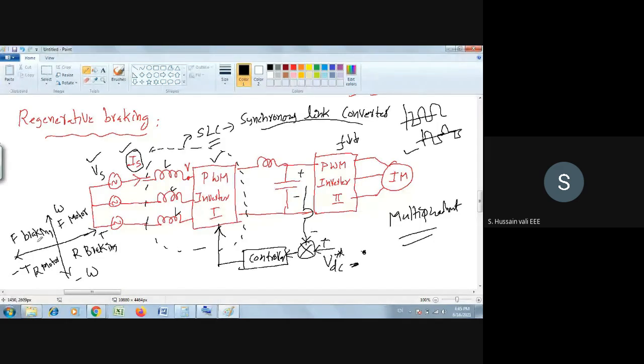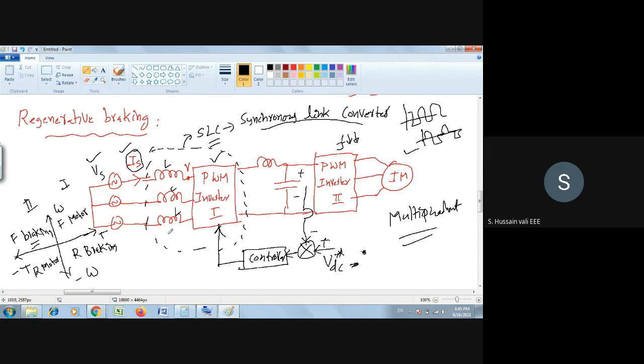Just now we have seen that you reduce the frequency of the supply that is going to the induction motor, then slip becomes negative, so power becomes negative. Okay, so it will enter into forward braking. But now you see in the first quadrant and second quadrant the speed is positive, but the torque may be positive, torque may be negative. Okay, that is forward motoring, forward braking.